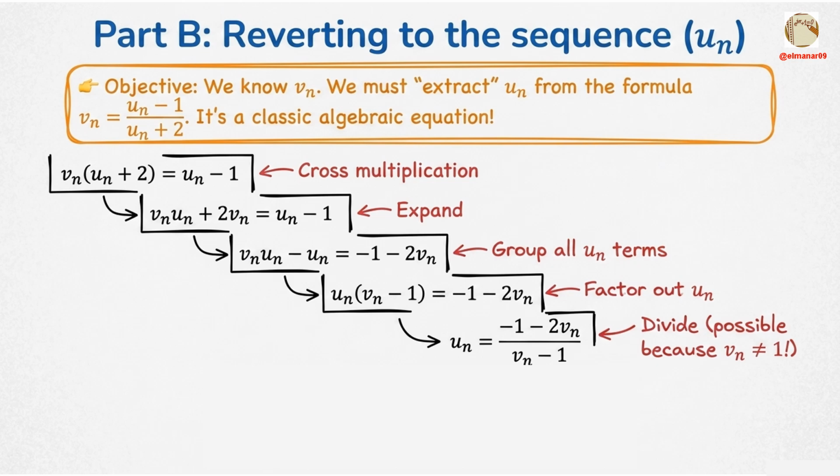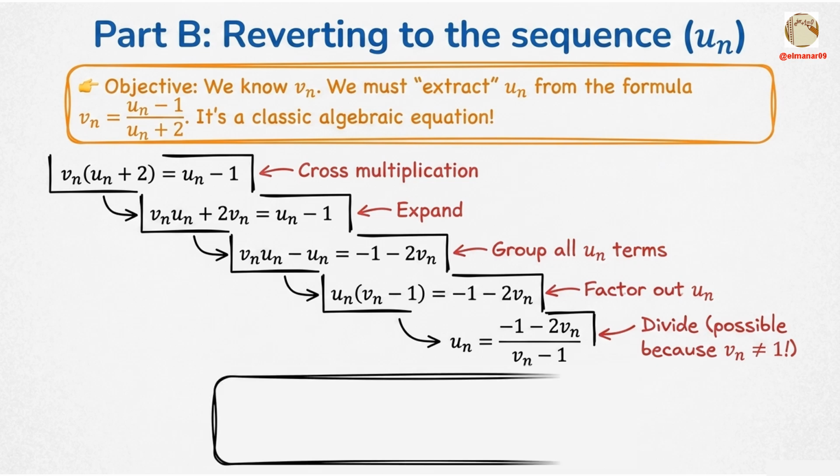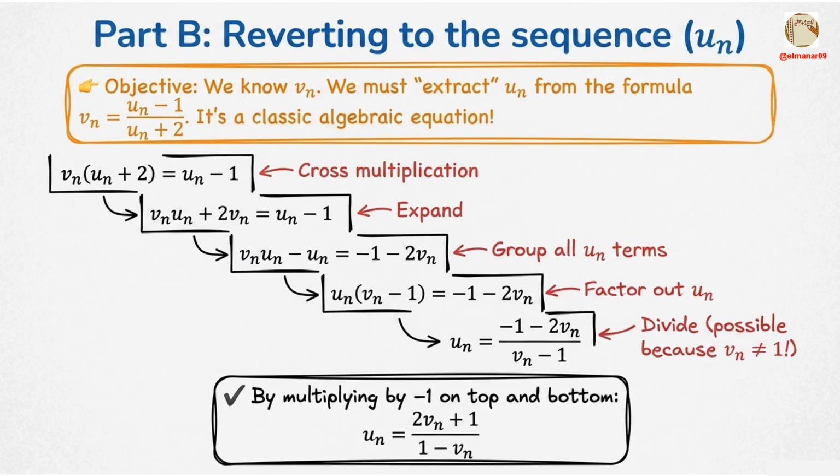Vn Un minus Un equals -1 minus 2Vn. Step 4, factor out Un. Un times (Vn minus 1) equals -1 minus 2Vn. Step 5, divide by Vn minus 1. We can do this because we just proved Vn does not equal 1. To make it look prettier, multiply the top and bottom by -1. We get the final extracted formula: Un equals (2Vn plus 1) over (1 minus Vn). We have bridged the gap between our two sequences.